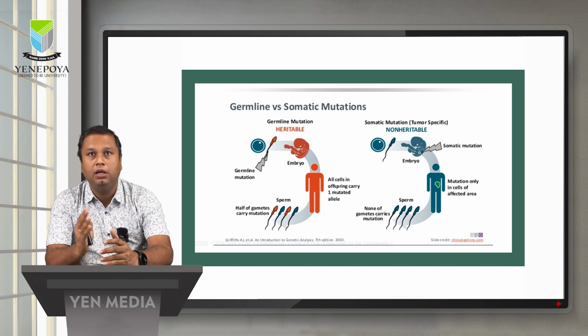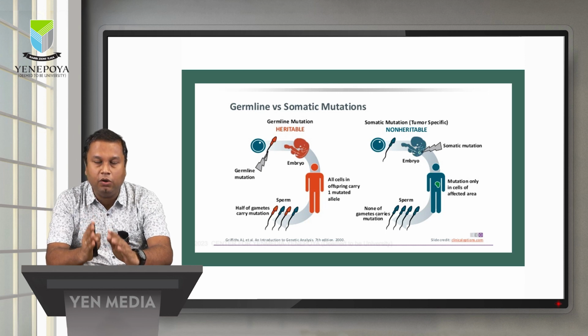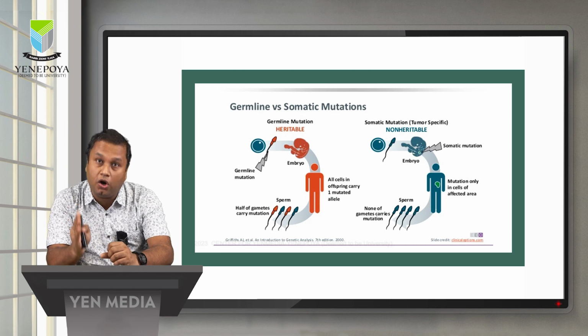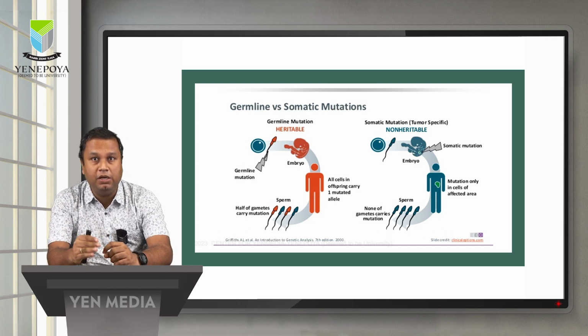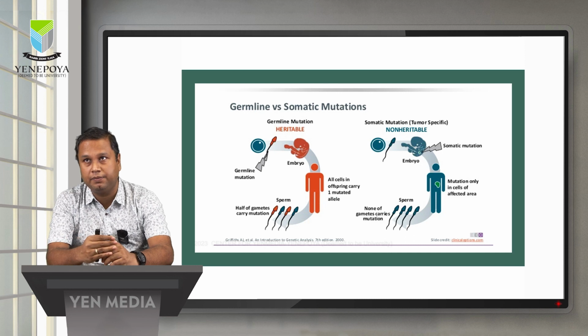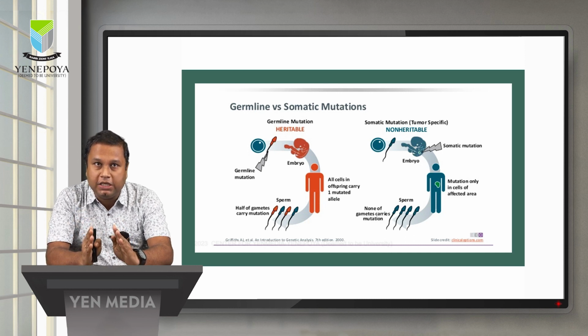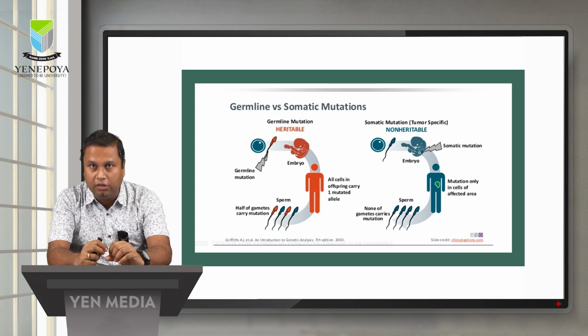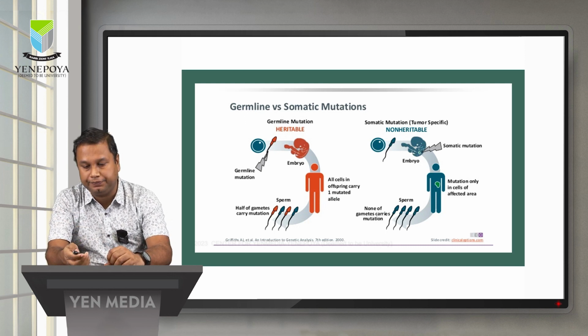Somatic mutations are non-heritable and can happen in your body cells, and since they happen in your body cells, they are not passed to your germ cells and will not be passed on to the next generation. When we talk about population genetics, we only talk about heritable mutations that can be passed on from one generation to the other.